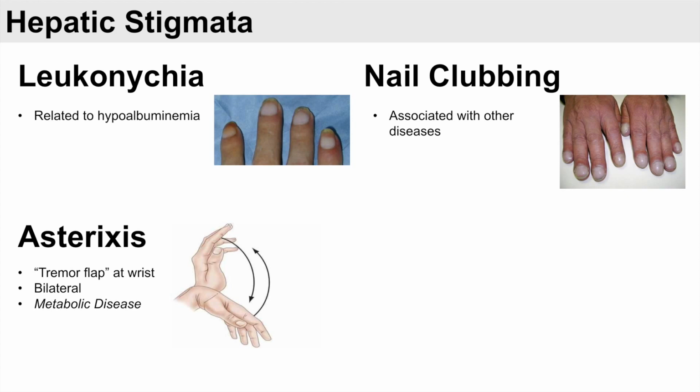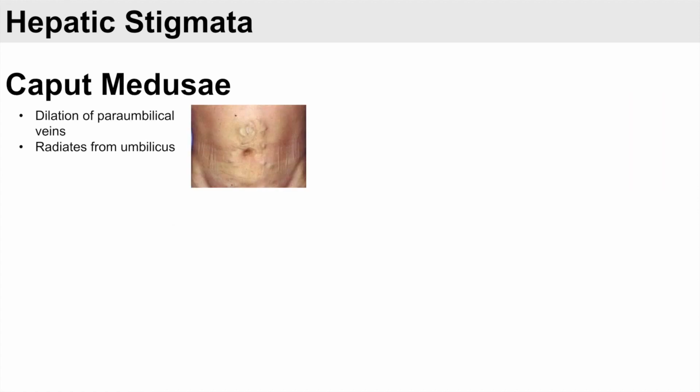It seems to be related to any type of metabolic disease. It doesn't necessarily have to be liver disease, but it can happen in other metabolic diseases as well, such as issues with the renal or respiratory systems. And the cause of asterixis is not entirely known. It seems to be due to an interruption of a postural pathway in the reticular formation, which leads to this type of tremor flap.